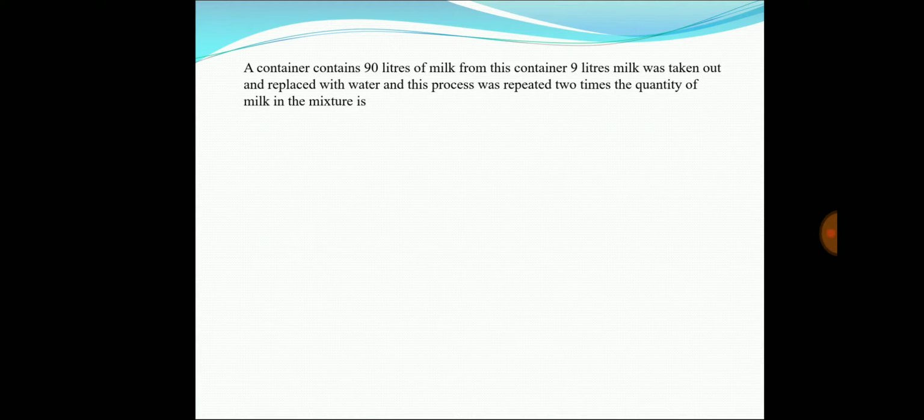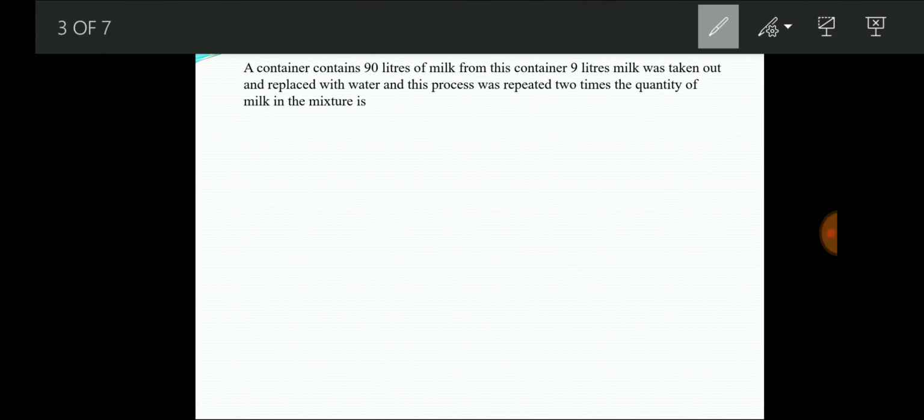So a container has 90 liters of milk, from which 9 liters of milk was taken out and replaced with water, and this process was repeated 2 times. So the quantity of milk in the mixture is... Initially there was 90 liters, from which 9 liters of milk was taken out, and this process was repeated 2 times. They're saying as a whole the process was repeated 2 times only. If they had said further 2 times, it would mean totally it is done 3 times.